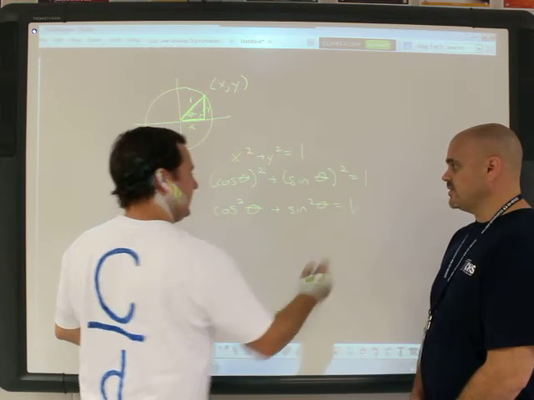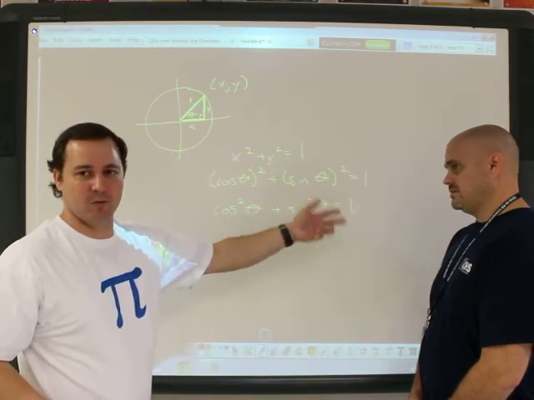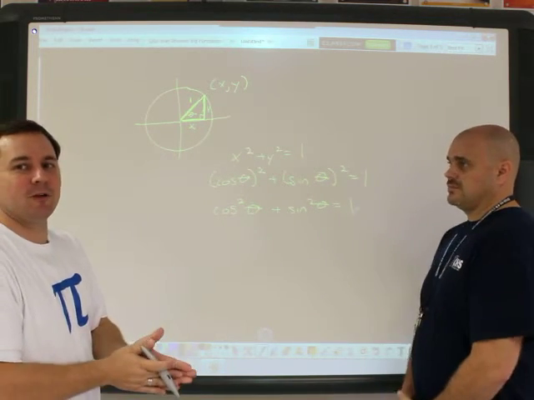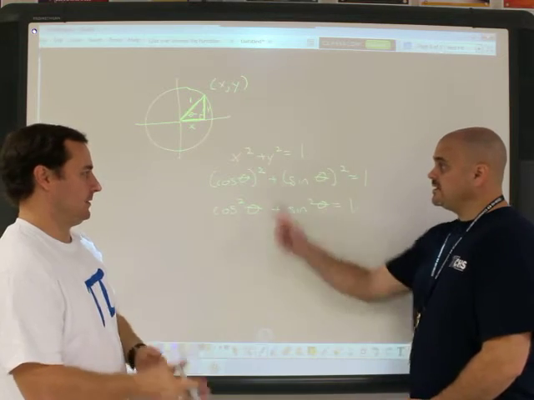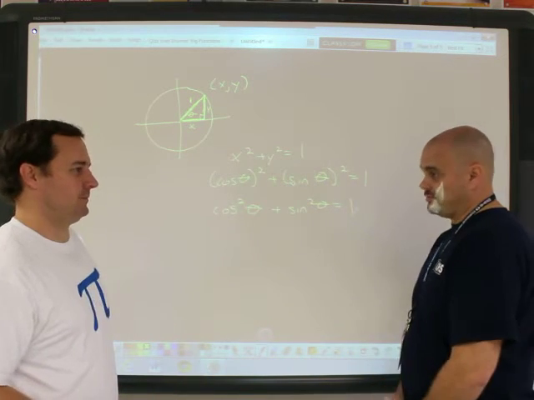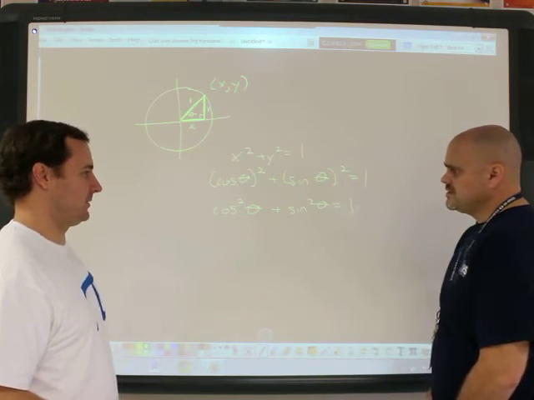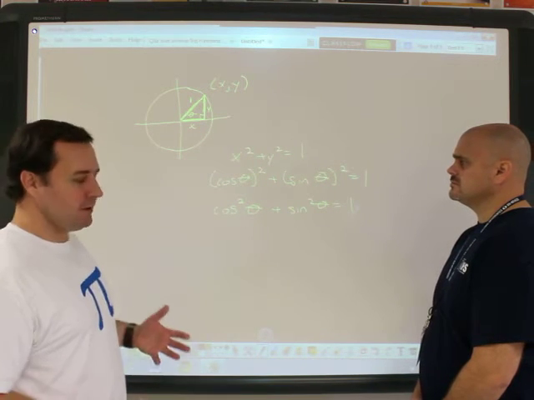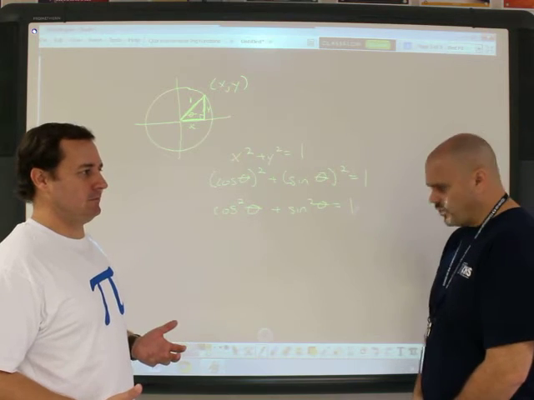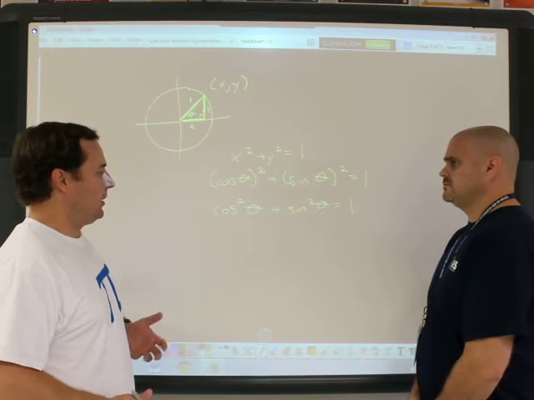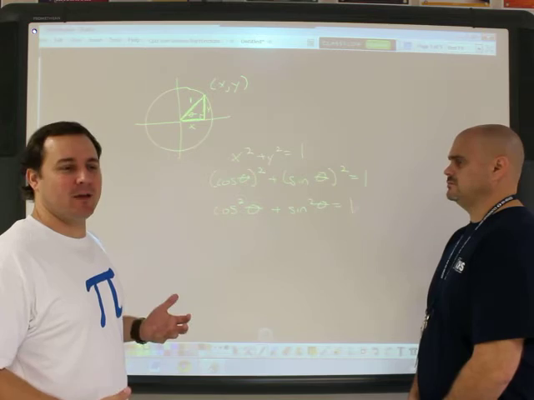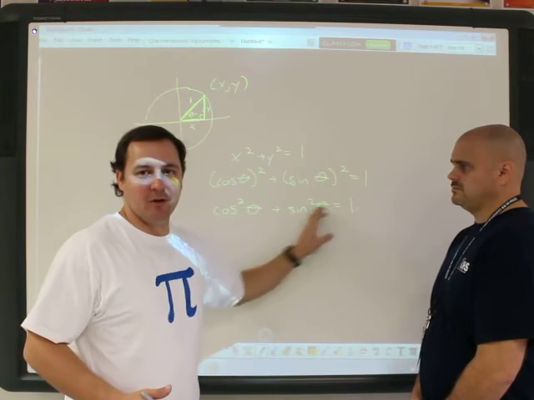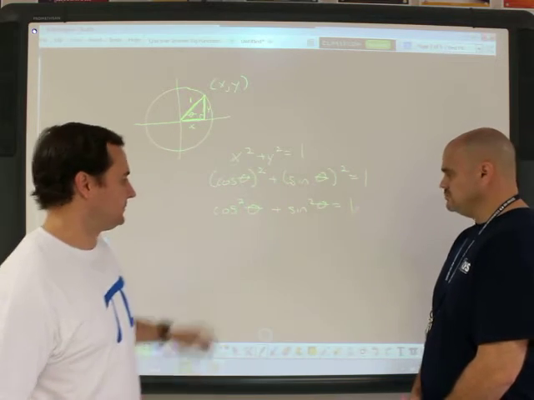So cosine squared theta plus sine squared theta equals 1. And that is our first Pythagorean identity, coming from the Pythagorean theorem. Are there any more Pythagorean identities, you think, Mr. Simmons? Well, there's only one Pythagorean theorem. Right. So if I develop any more Pythagorean identities, they're going to emerge from this statement right here.